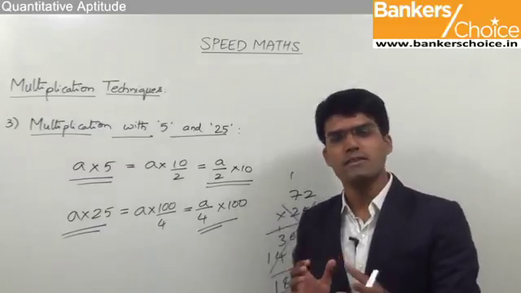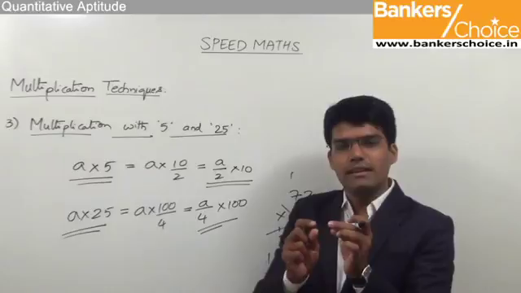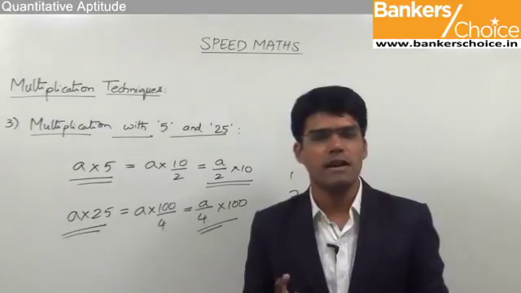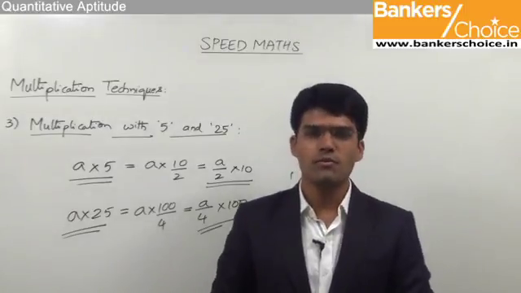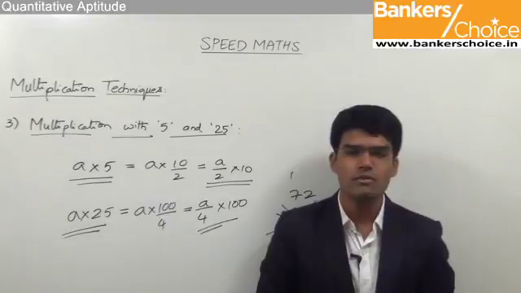So if we observe, the concept remains the same. Only it becomes a little complicated because of some decimal part in the answer. But if you practice, even that becomes very simple. Let's say we have to multiply 81 into 5. Half of 81 is 40.5, into 10 is 405. Similarly, what is 39 into 5? Half of 39 is 19.5, into 10 should be 195.